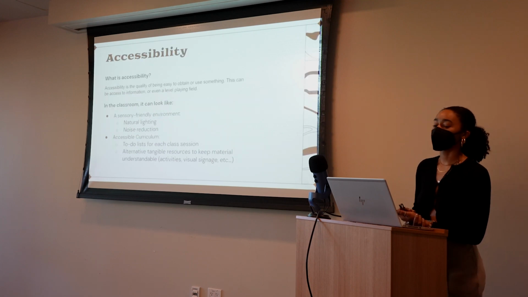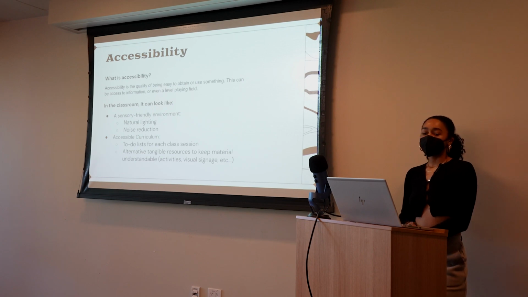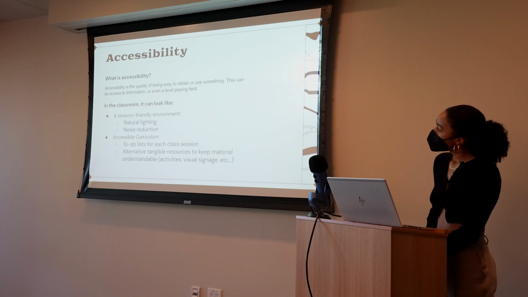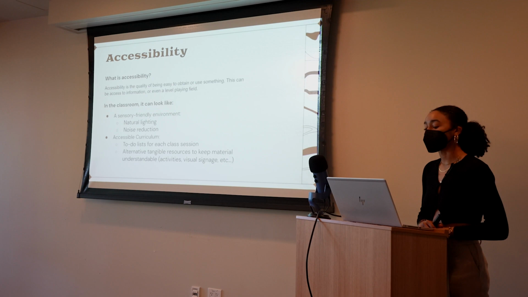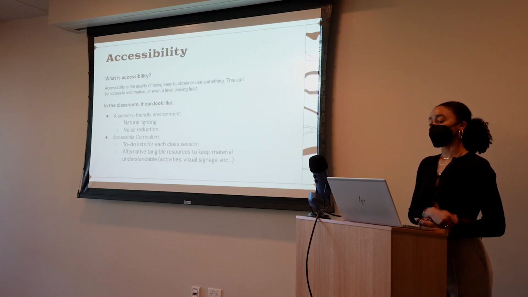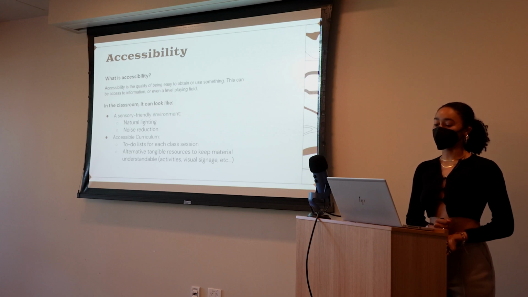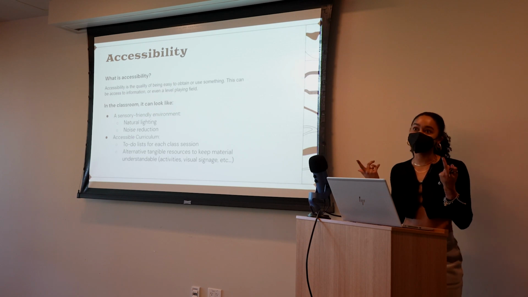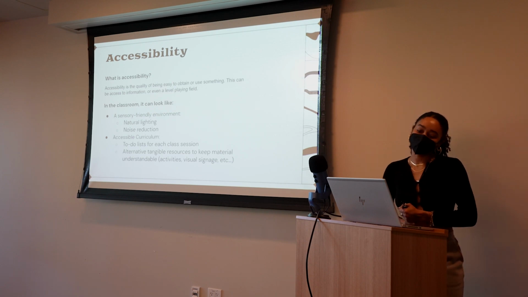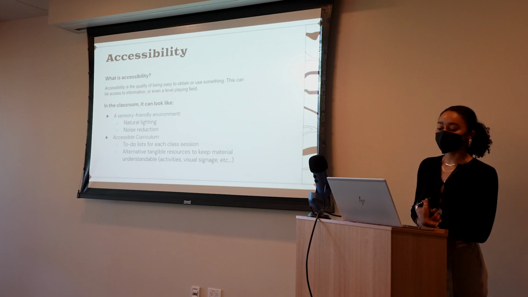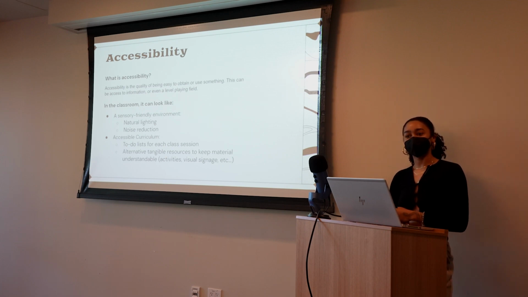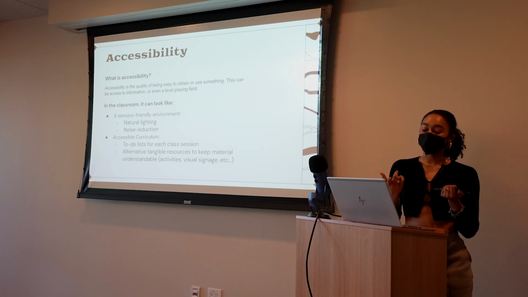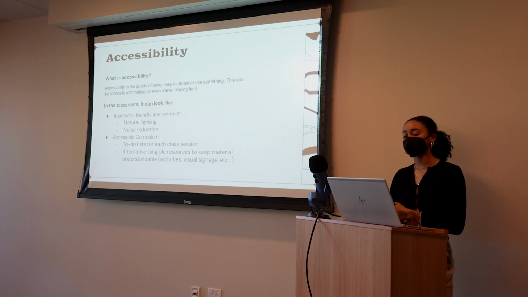So what's accessibility? We're hearing this a lot nowadays. Accessibility is the quality of being easy to obtain or access something. This can be access to information or even a level playing field. In the classroom, it can look like a sensory-friendly environment. You might be wondering, why is Zoie trembling right now? Well, part of the reason, all these lights are on, and I happen to be autistic, and autistic people sometimes do better when it's just natural lighting in the room because we get sensory overload, and so noise reduction would also be beneficial in the classroom setting.